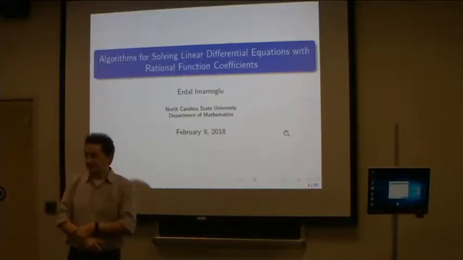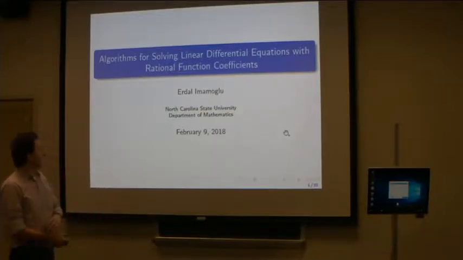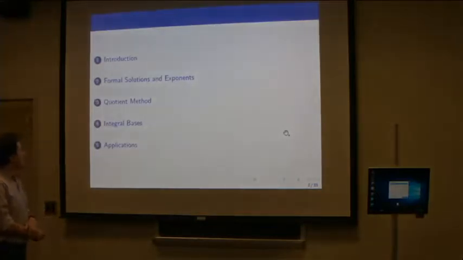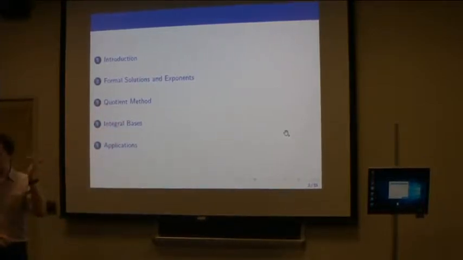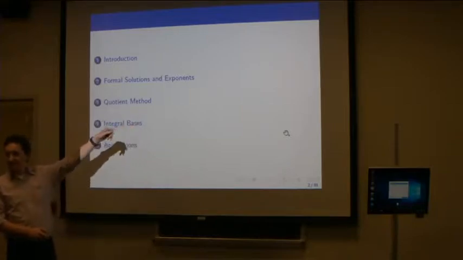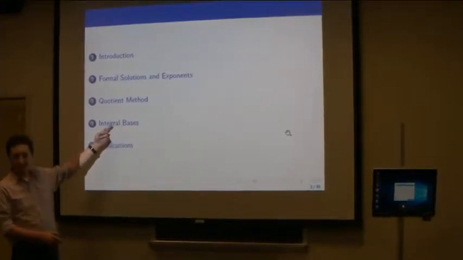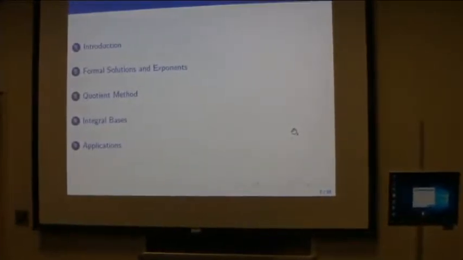Generally speaking, I will try to explain two algorithms, and we will find closed form solutions. I divided this talk into 5 parts. First part is introduction, then I will talk about formal solutions and exponents, but it is just 1 page. Then I will talk about our quotient method algorithm. Then I will talk about integral basis, and I will give another algorithm here. Then I will talk about 2 applications.